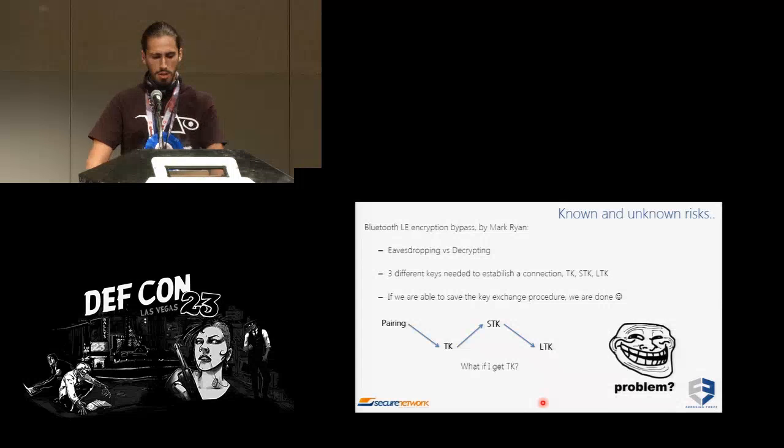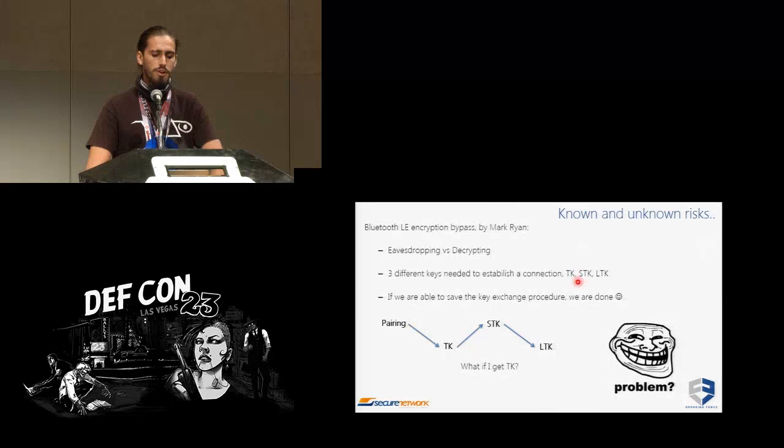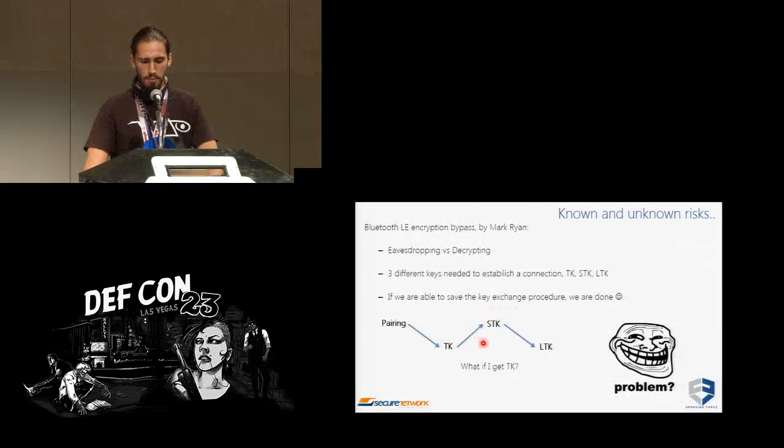Just the last thing, about a Bluetooth Low Energy encryption bypass. There are 3 different keys needed to establish a connection in Bluetooth Low Energy. And the nice thing about this is that after the temporary key, named TK, is generated, the way in which it is generated is actually transmitted in plain text over the air. So the problem is that if I'm able to decrypt the TK, I'm actually able to get the short-term key and the long-term key from this procedure. So it is a problem.